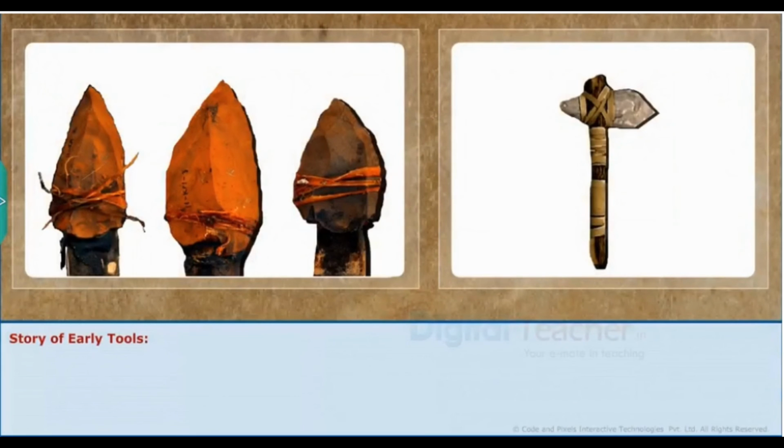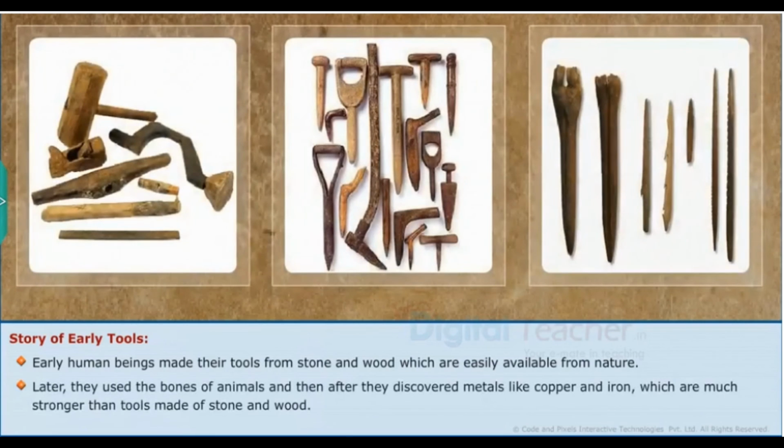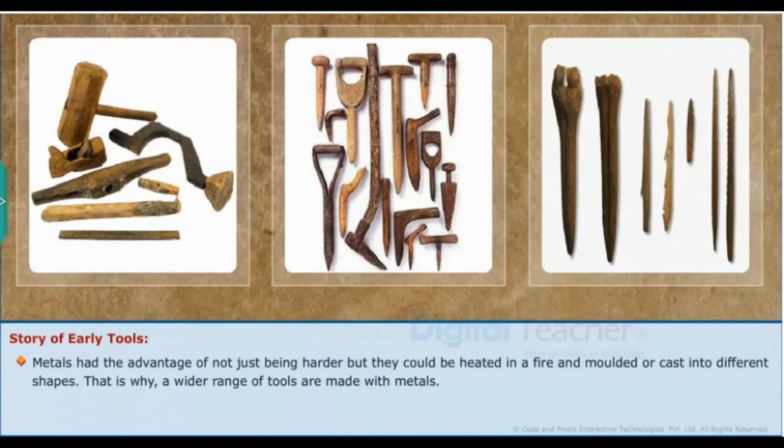Story of early tools. Early human beings made their tools from stone and wood, which are easily available from nature. Later, they used the bones of animals and then they discovered metals like copper and iron, which are much stronger than the tools made of stone and wood. Metals had the advantage of not just being harder, but they could be heated in a fire and molded or cast into different shapes. That is why a wider range of tools are made with metals.